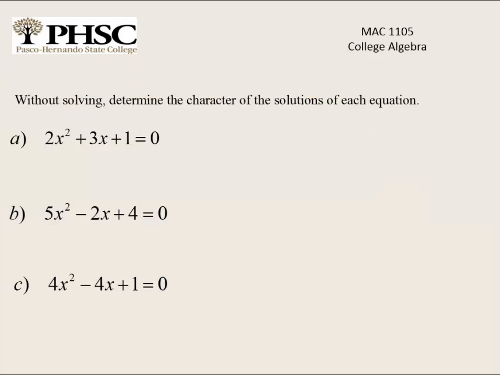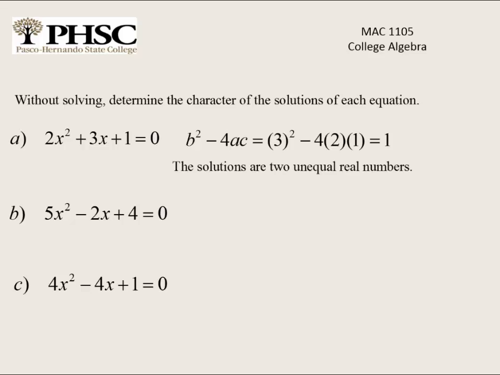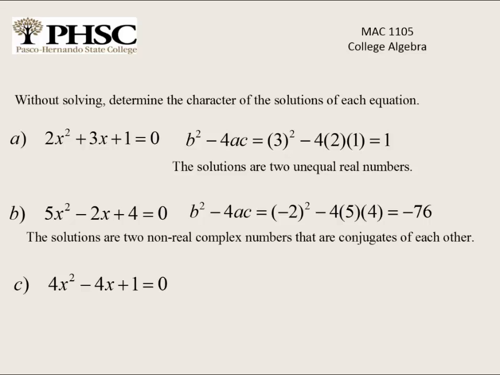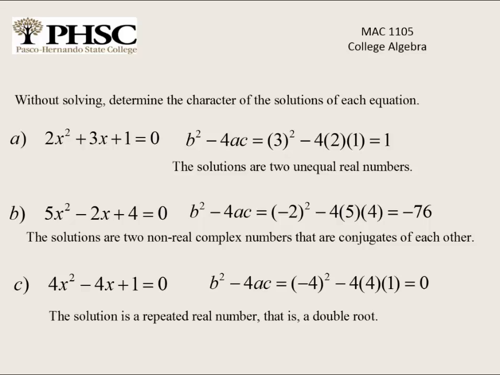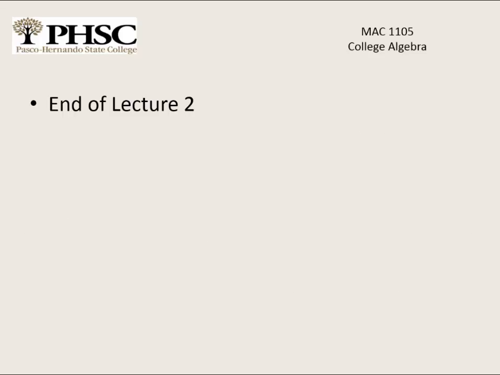So let's go ahead and, without solving it, determine the character of the solutions of each equation. The first discriminant is equal to 1, so there are two unequal real numbers. For the second one, we get negative 76 for the discriminant, so therefore the solutions are two non-real complex numbers that are conjugates of each other. And then the last one is equal to 0, so this is a repeated real number, what we call a double root. And that's the end of lecture 2. Thank you.